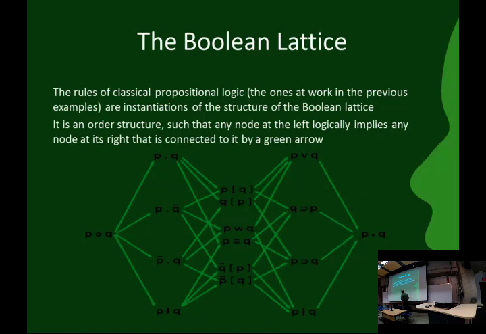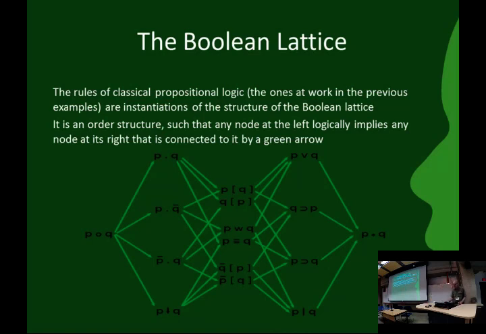So for example, if I know that P and Q is true, then it implies that P is true no matter the value of Q, which implies that P or Q is valid, which implies that a tautology between P and Q is valid, and so on. So all the inferences that follow green arrows from the left-hand side to the right-hand side are all valid, logically speaking.